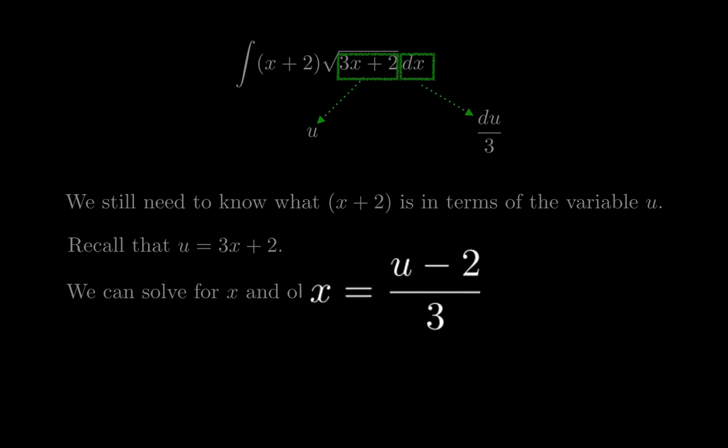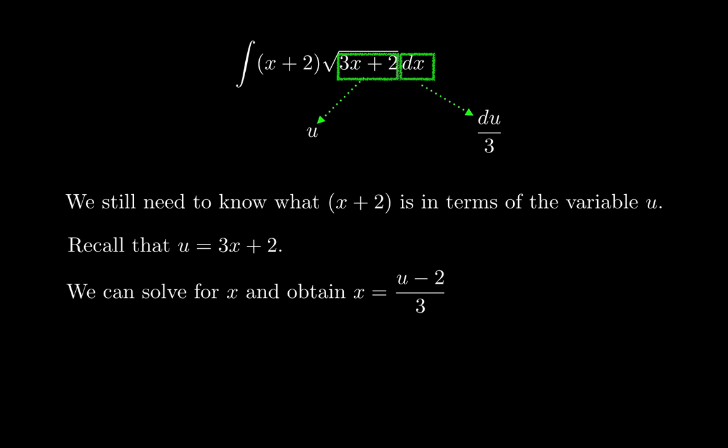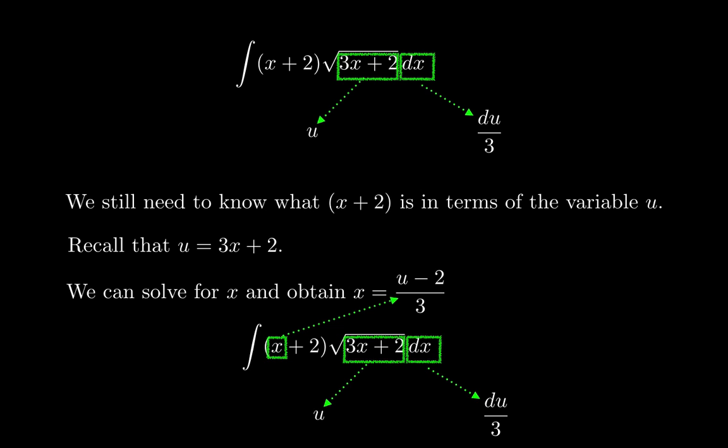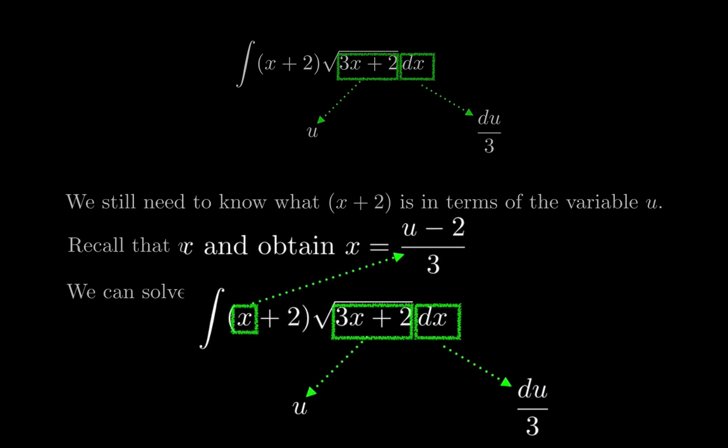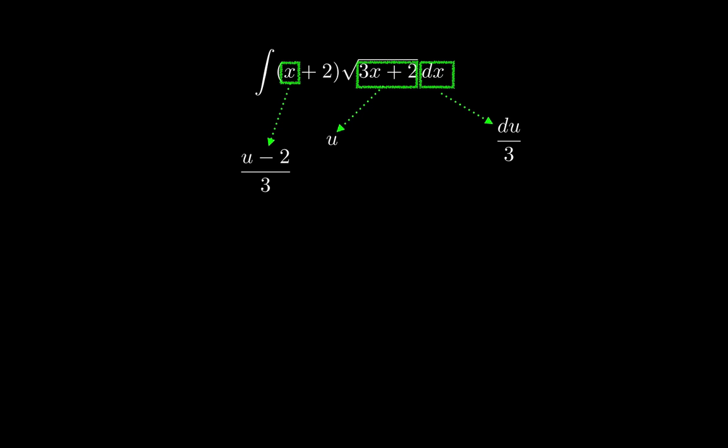So now that we have done that, we can express the whole integral in terms of the variable u. As you can see, in x plus 2, the x is the only thing I have to replace by u minus 2 divided by 3. The square root of 3x plus 2 is square root of u, and the dx is just du divided by 3. So with that information in mind, now we can make the substitution and see the new integral in terms of the variable u.